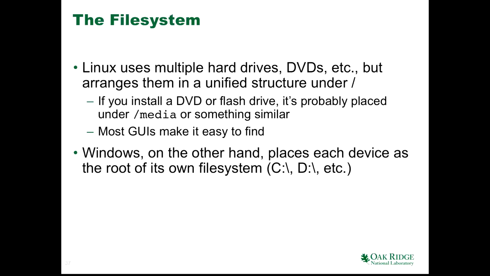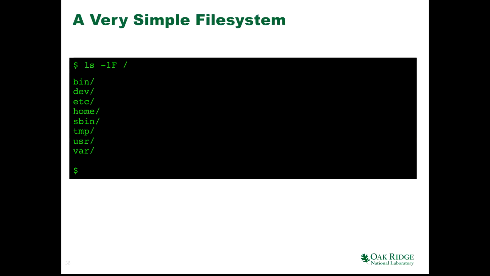On the other hand, if you're familiar with Windows, it places each device as the root of its own file system. So you have your C drive, D drive, etc. So that's kind of a comparison between the way the two of them operate. So again, looking at the very simple file system, if we do an ls, which is an operation to list files, we see everything listed under that file system.